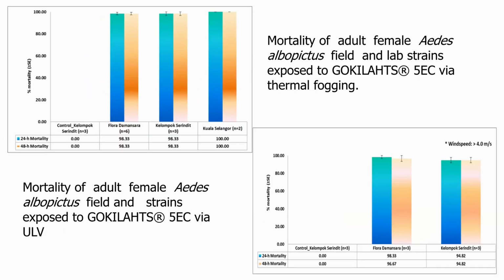However, if you see the Aedes albopictus, it's interesting to see that the same insecticide was effective, giving a near 100% kill in the field Aedes albopictus. It's very clear here. It's almost 100%, and over here is almost 100%. So this shows that this particular commercial insecticide is already resistant to Aedes aegypti, but not Aedes albopictus.